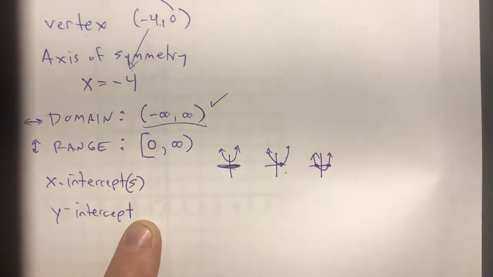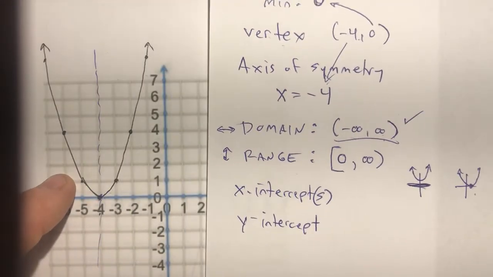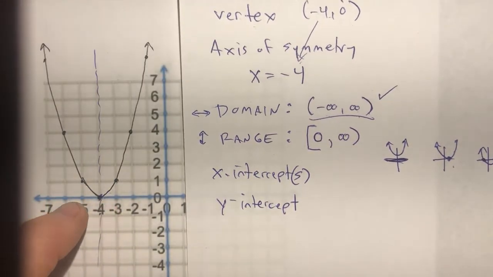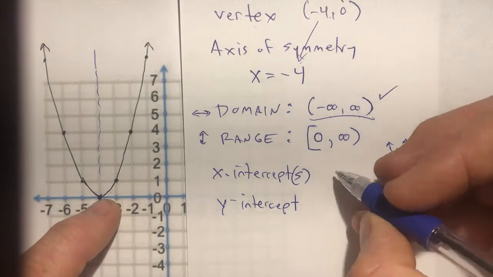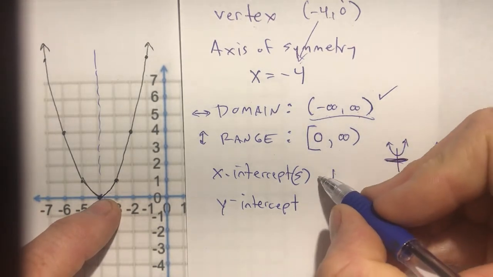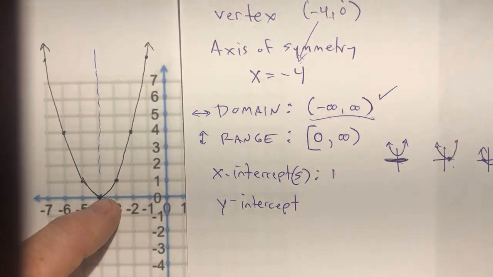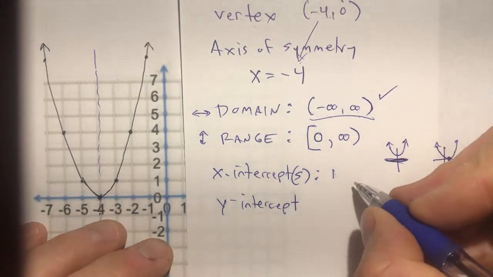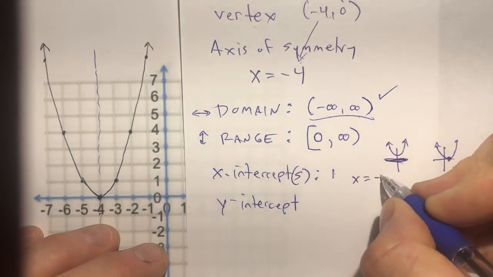What do we have on this one? It looks like we just have one. It touches on that axis there, so this just has one x-intercept. What is that x-intercept? It's just x equals -4.